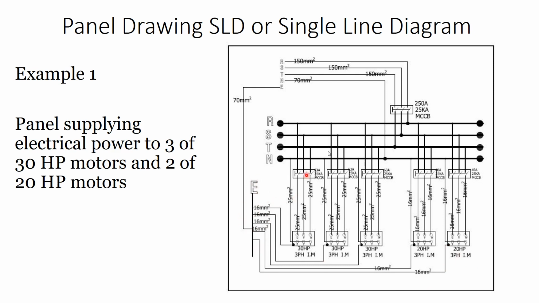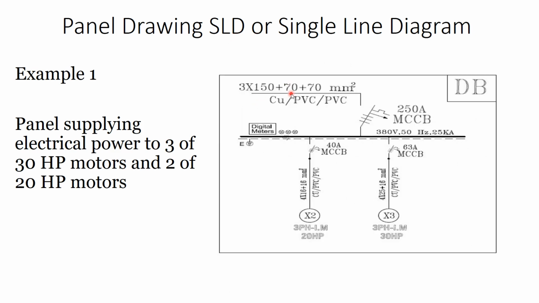Okay, so now this drawing, we would like to convert it into a single line diagram. So we have 3 incoming, 150. So 3 multiplied by 150 plus 70 plus 70. As you can see here, distribution board, 3 multiplied by 150 means 3 phase, 150 millimeter square, plus 70 plus 70, which means we have a 70 for the neutral, 70 for the earthing cable. You can see here copper, PVC, PVC.